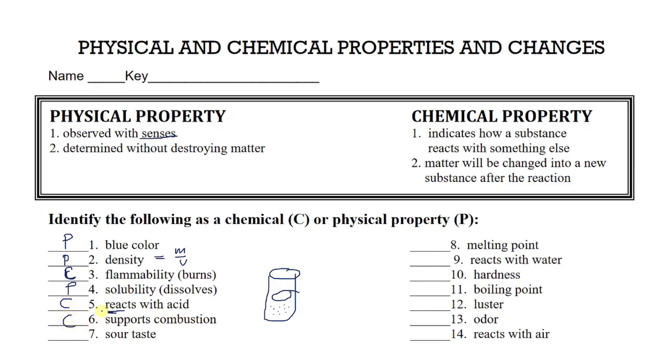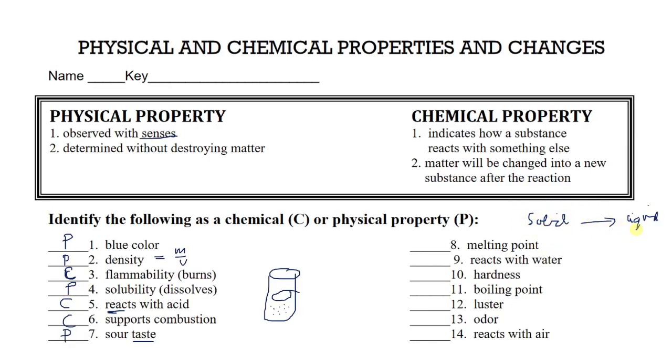Next, we have sour taste. We can taste, we can observe this with our senses. So this one is a physical property. Next, we have melting point. Melting point, so melting. For example, we have solid ice into liquid water. Now this one is a change, obviously, so the phase changed from solid to liquid.